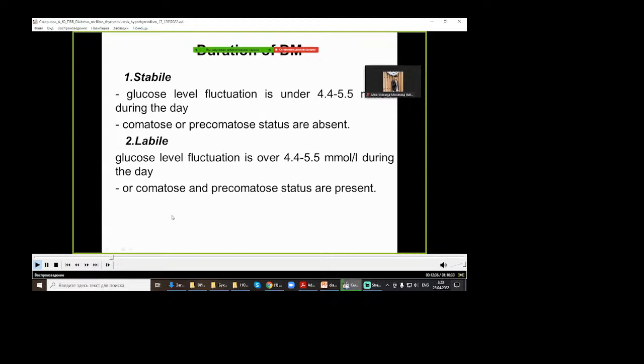Duration of diabetes mellitus may be stable and labile. Stable means glucose level fluctuation is from 4.4 to 5.5 millimole per liter during the day, and comatose or precomatose status are absent. And labile is when glucose level fluctuation is more than normal during the day, and comatose and precomatose status may be present.